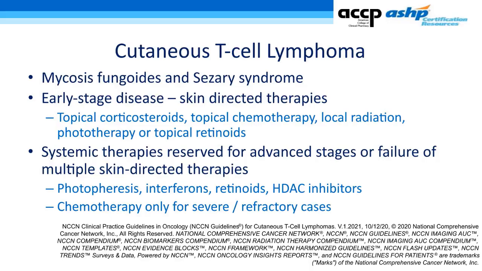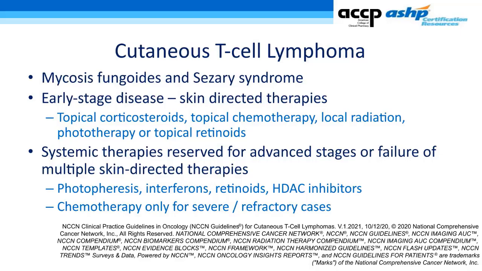We'll start off our discussion of the T-cell lymphomas with the cutaneous form of the disease. This is often referred to as mycosis fungoides or Sézary syndrome. In the early stages of the disease, therapy is directed at the skin itself. So this would be topical steroids, topical chemo, topical retinoids, or local radiation or phototherapy.